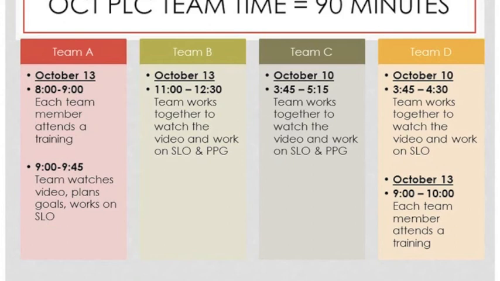Team C decides they also want to stay together, but they don't want to meet on October 13th. The team selects Monday, October 10th and stays from 3:45 to 5:15 to watch the video, plan their goals, and work on their SLO and PPG work. Team D decides they want to attend a training, but they don't want to meet on October 13th. The team meets Monday, October 10th from 3:45 to 4:30 to watch the video, plan their goals, and work on their SLO work. Then, on Thursday, October 13th, they each sign up and attend a training to satisfy their 45 minutes of PPG work time.